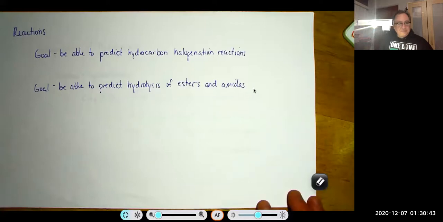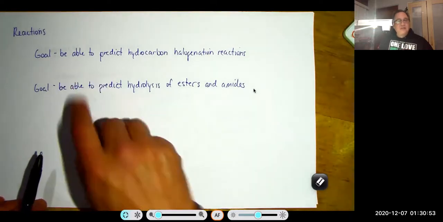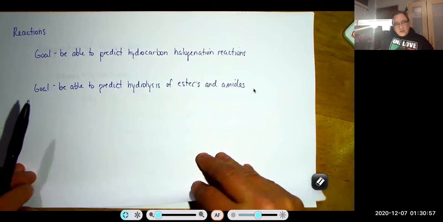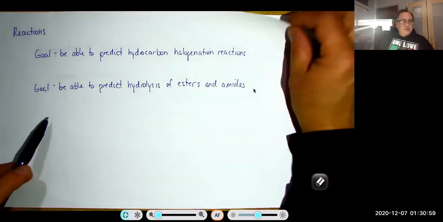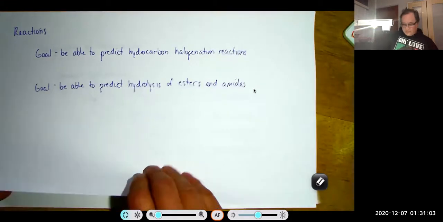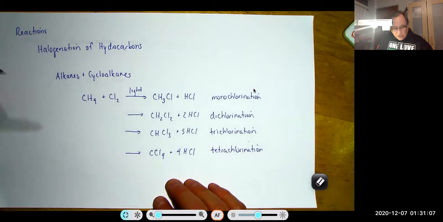Welcome back. Our next lecture is on reactions. Now, we're only going to focus on two types of reactions. One goal is to be able to predict hydrocarbon halogenation reactions. And the other goal is to be able to predict hydrolysis of esters and amides. So let's look at the halogenation of hydrocarbons.